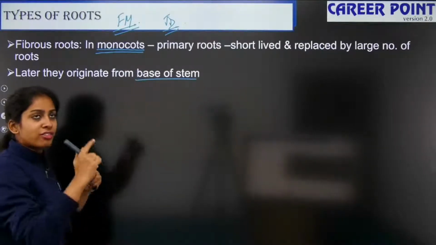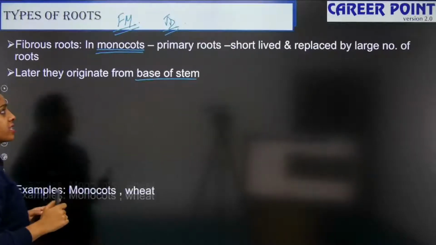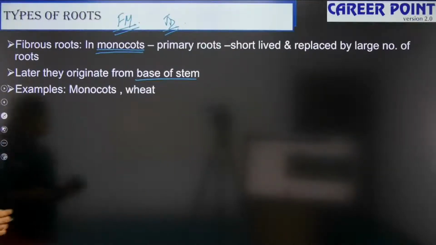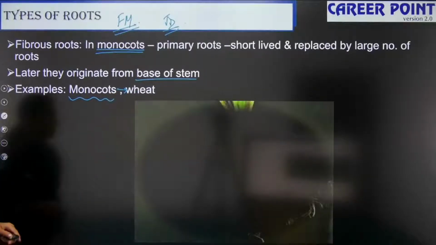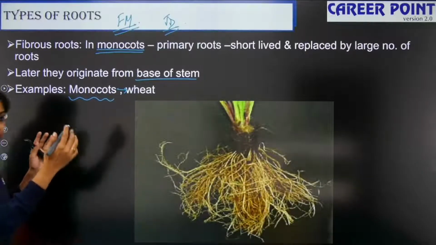Okay, so you have the stem base, so there it arises. This is your fibrous root. So examples are all your monocots. One example is your wheat. So this is how your fibrous root is. It is a bunch of roots.